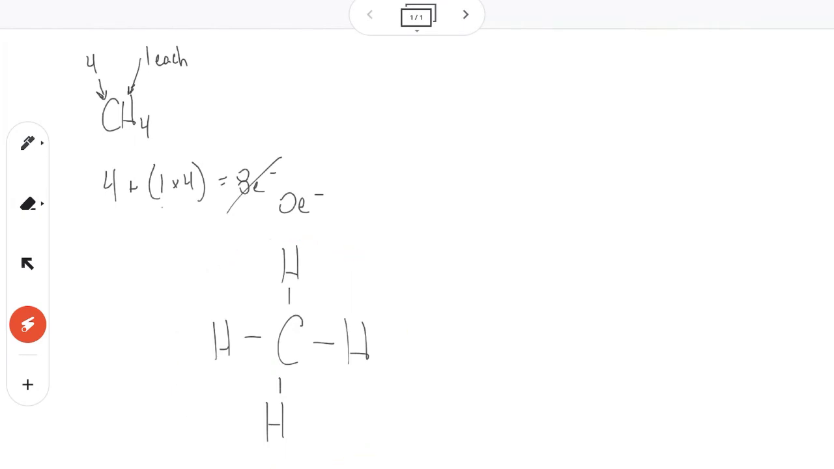Therefore, this structure of methane is complete and is accurate given the information that we have regarding the number of electrons and the configuration of the molecule. The second molecule we're going to look at is also fairly straightforward, but it does build in a little bit of complexity, and that's going to be the molecule ammonia, NH3.